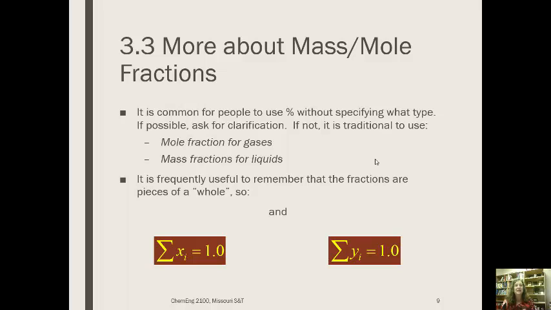So we're going to come back in the next lesson and talk a little bit more about how mass and mole fractions are related to one another using our new definitions of moles.